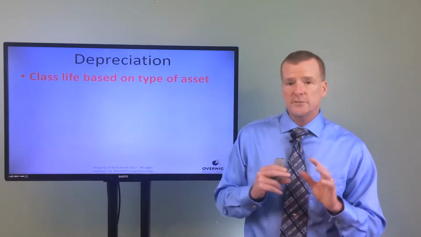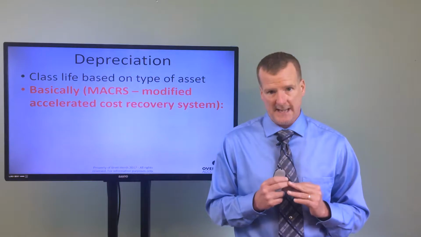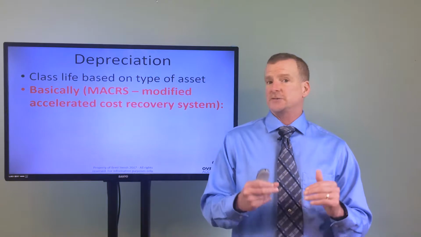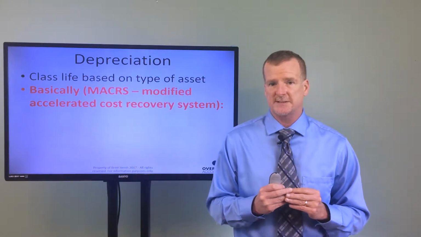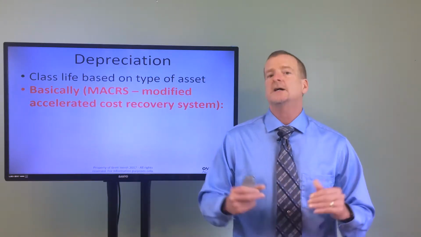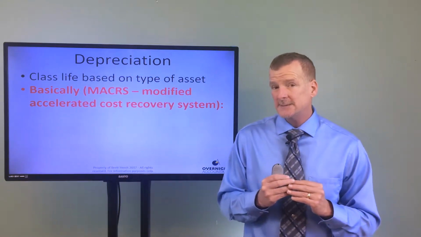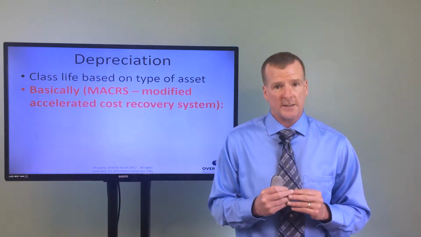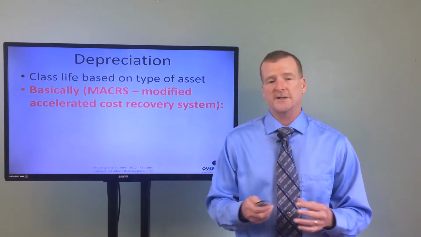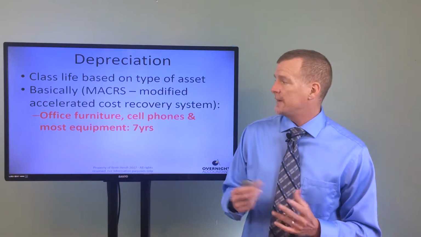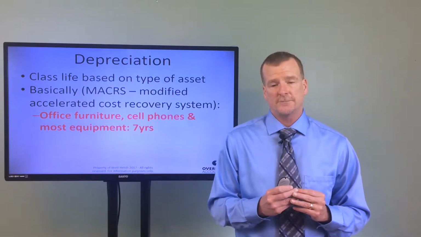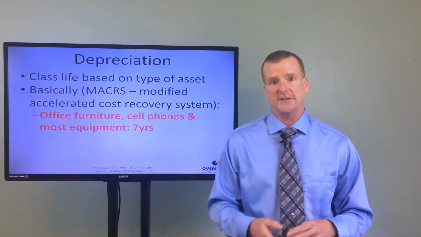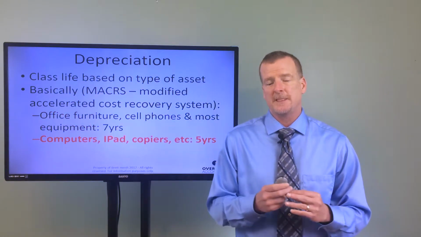Now, the class life, which we mentioned earlier, is based on the type of asset. Basically, we're going to be discussing what we call MACRS, and there are very many forms of depreciation. That's one of the reasons it gets so confusing when you're doing your own software. They're going to have a default that's probably MACRS, which is also known as the Modified Accelerated Cost Recovery System. That's what it stands for. So under MACRS, office furniture, cell phones, and most equipment are going to be depreciated over 7 years. How many people have a cell phone for 7 years? That just gives you an idea how long 7 years is.